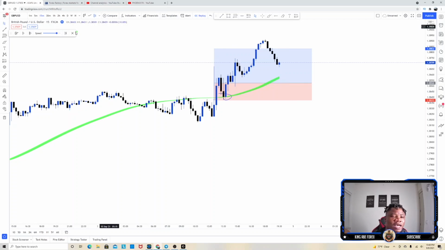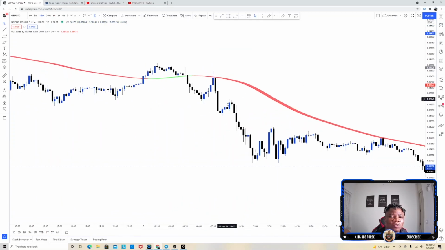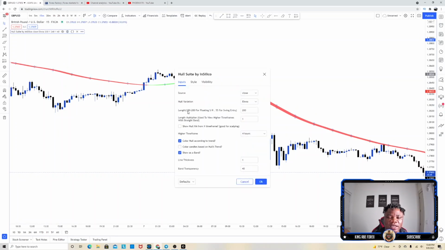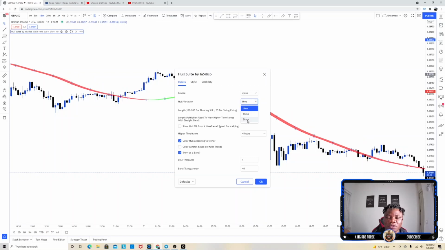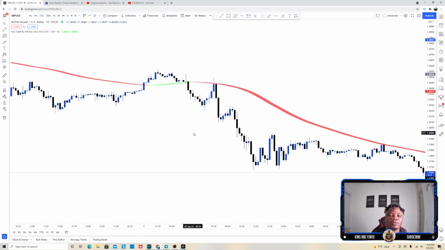So now let me go ahead and show you guys my recommended settings for this strategy. Once you have this indicator on your chart, you go to settings, and where it says length, you change that to 200. For the variation, the default setting is HMA, but I want you guys to change it to the third one, and that is EHMA. Once you're done, you don't touch anything else. You just click on OK. That's my recommended settings for this strategy.